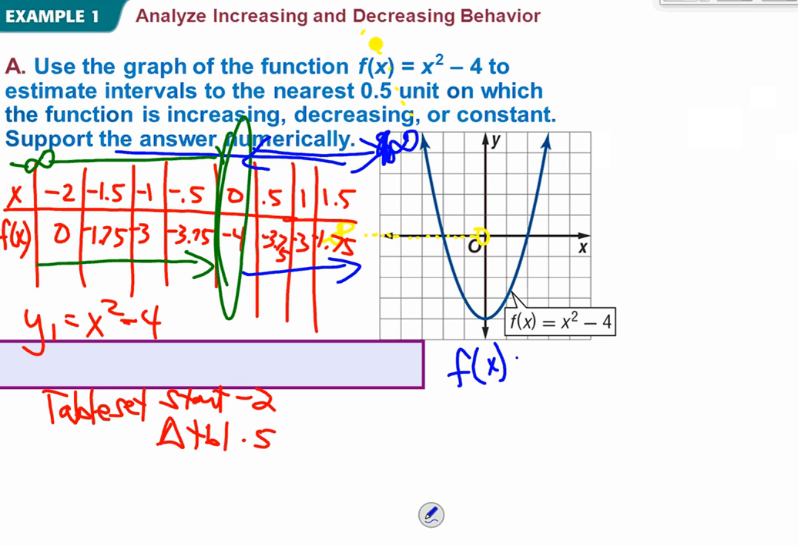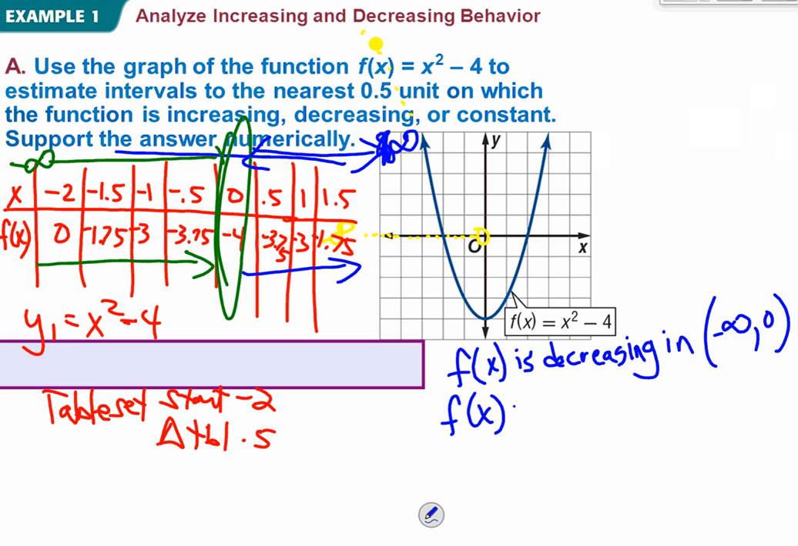So f of x is decreasing in the interval from negative infinity to 0. And again, we said this already, but always with parentheses. And f of x is increasing in the interval from 0 to infinity. So that's what's happening there.